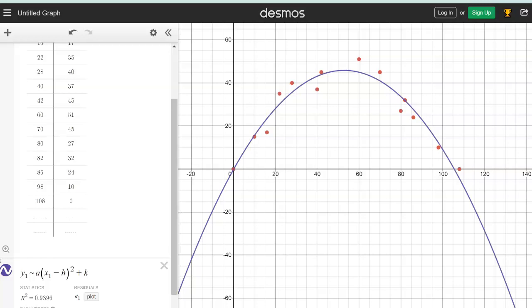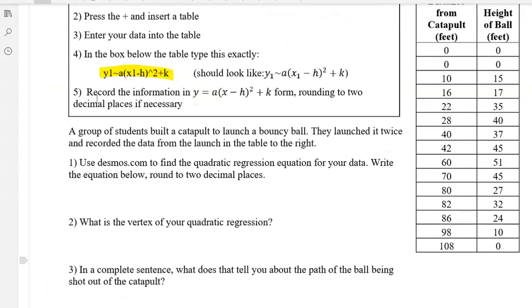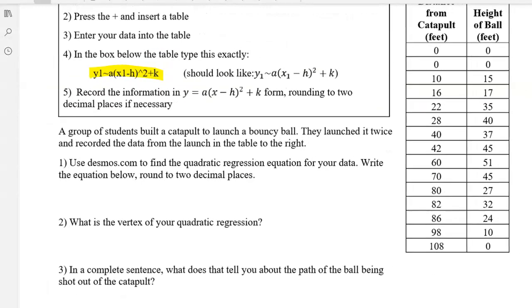All right, so here we go. Now we are going to enter this in, okay, in our equation that says, a group of students built a catapult to launch a bouncy ball. They launched it twice and recorded the data from the launch in the table on the right. Use Desmos to find the quadratic regression equation for your data. Write the equation below, round to 2 decimal places.